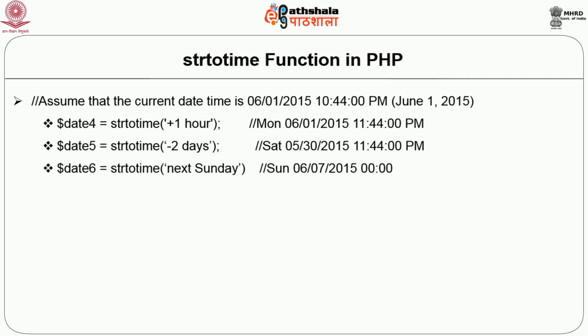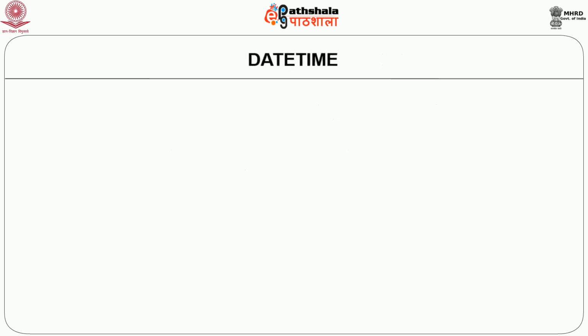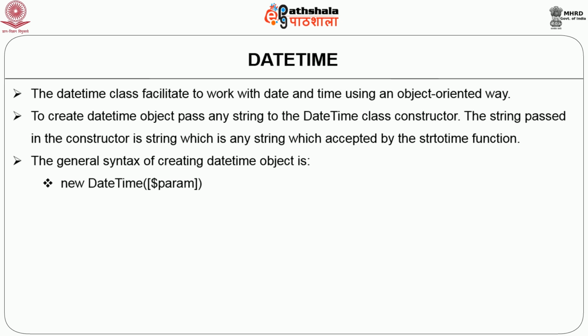So these all are built-in functions that we can use for string to time, and it takes values like -2 days, next Sunday, etc. Then the DATETIME class is used to work with date and time in an object oriented way. To create a DATETIME object, pass any string of date and time to the constructor, which is any string accepted by the string to time function. The general syntax is very similar, and these all are again functions that can be used with date and time.